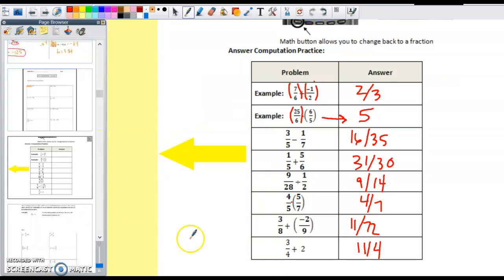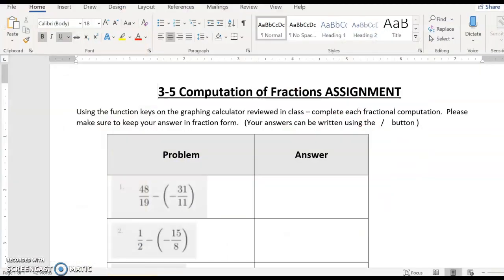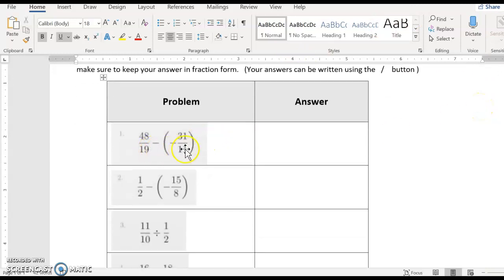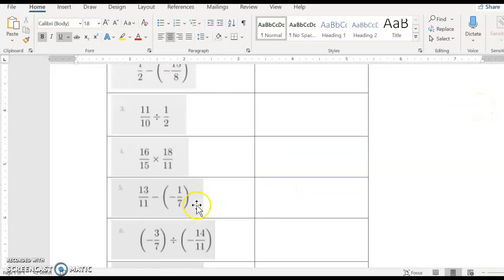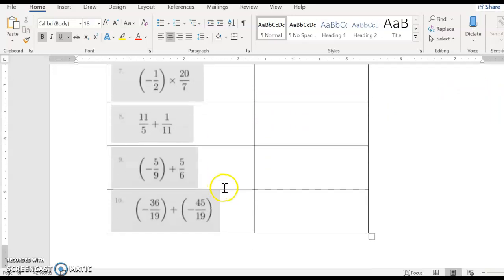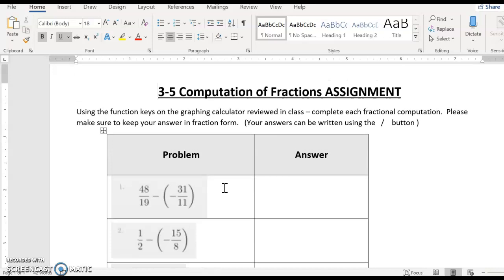So just a quick recap. We have a couple minutes left on my recording. Here is your assignment. You're just going to use the key functions on your graphing calculator, just like we reviewed today, and do all of the different operational computations that you see. So you'll have all sorts of operations in there. Use your calculator to write your answer. Again, if you get a whole number, you can leave it as a whole number. If you do get a decimal, use that math button and turn it back into a fraction.